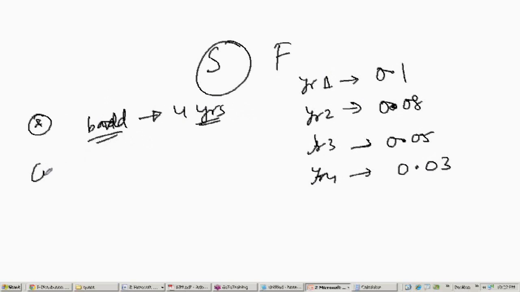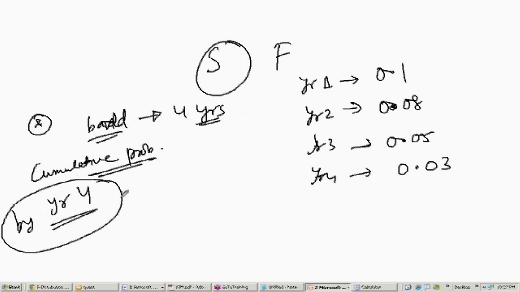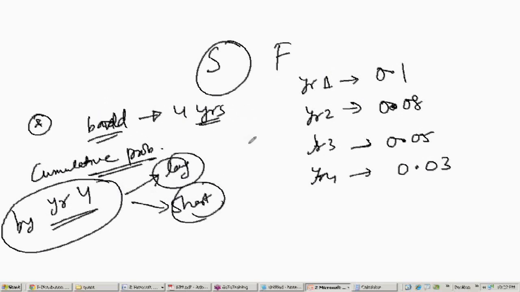Now the question is, what is the cumulative probability that the bond will default by year 4? By year 4, I am interested in finding out that the bond would default. There is one long way to do this, and there is one short way to do this. But you need to get an understanding of how to find it. So you have a bond. Think about a tree diagram for this bond.